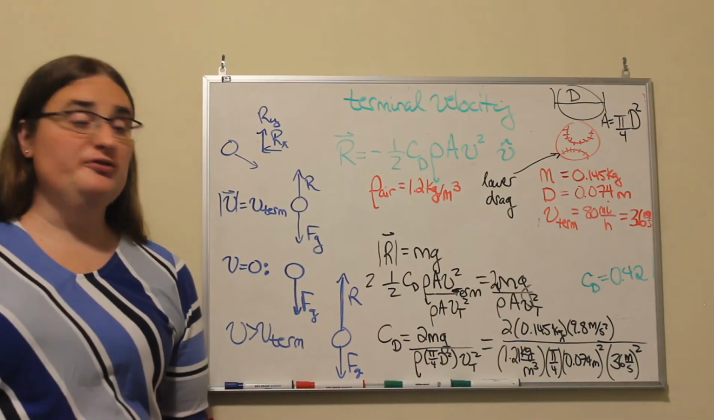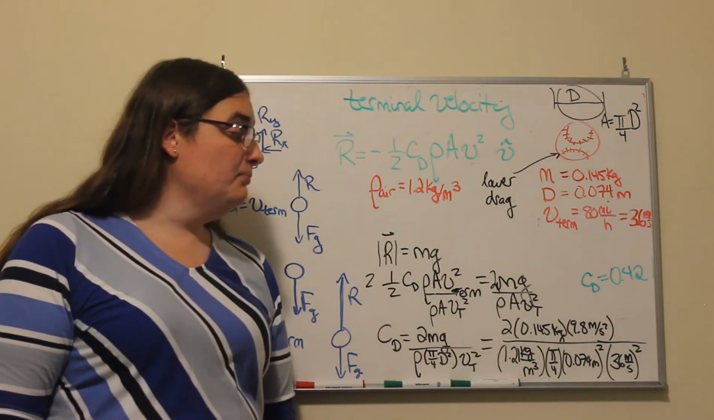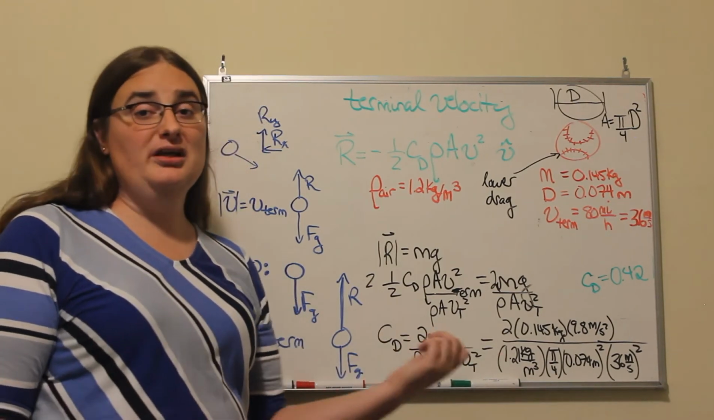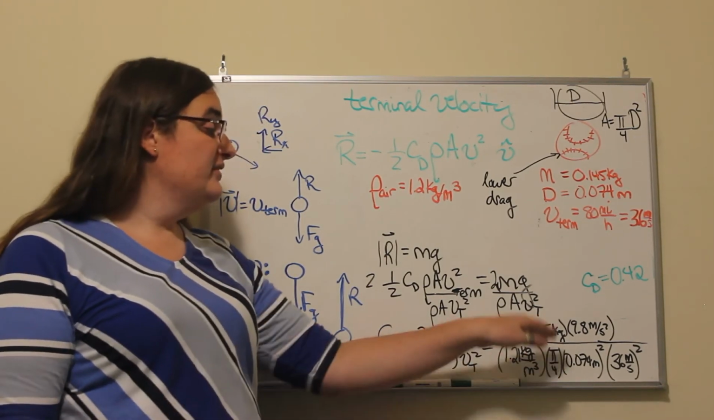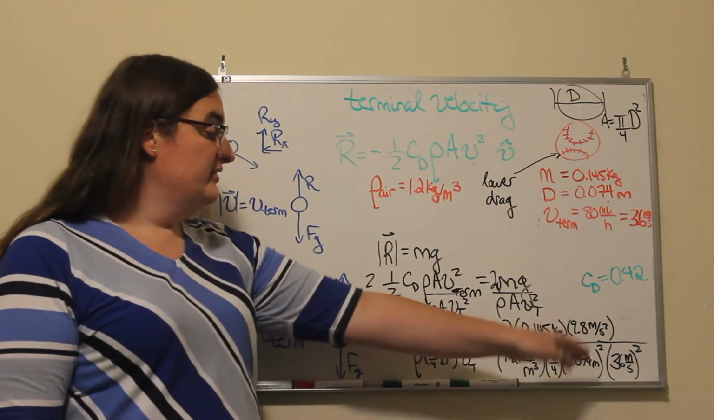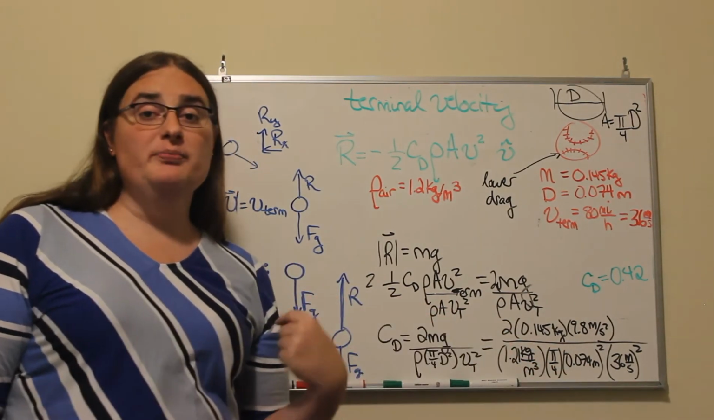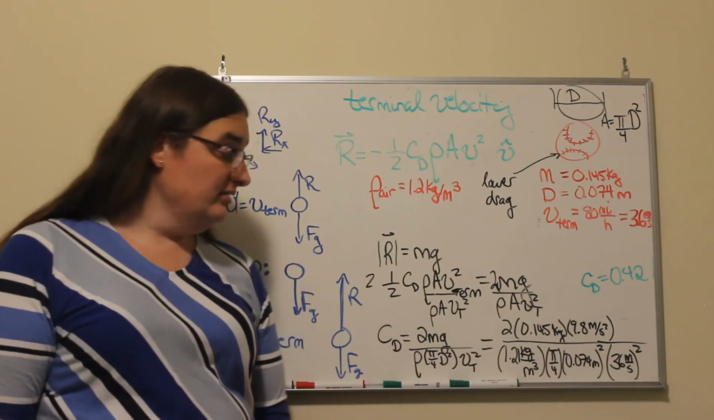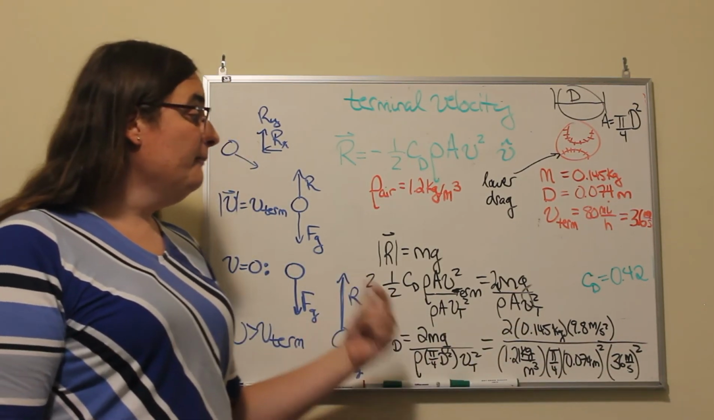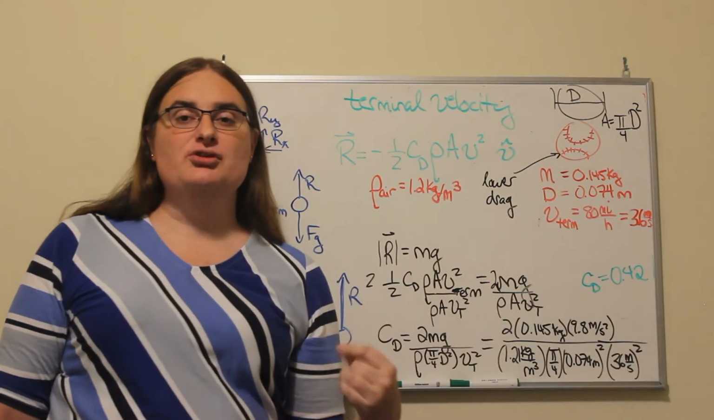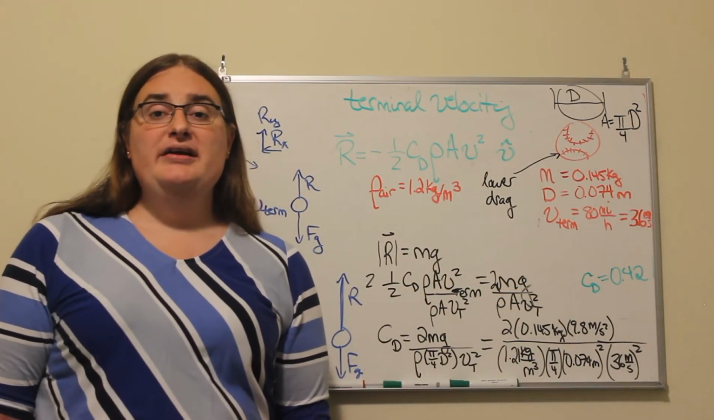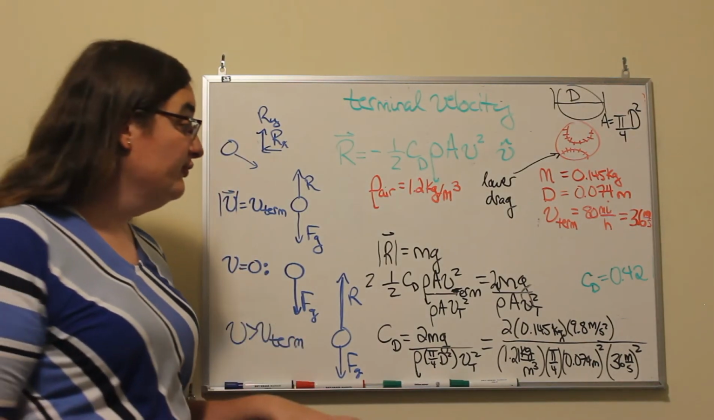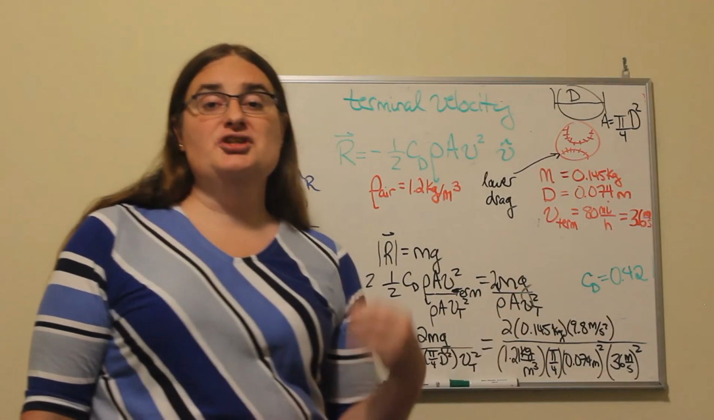So my drag coefficient: 2 times 0.145 kilograms times 9.8 meters per second squared, divided by 1.2 kilograms per cubic meter, divided by pi over 4, divided by 0.074 meters squared, and divided by 36 meters per second squared. I end up with a drag coefficient of about 0.42.